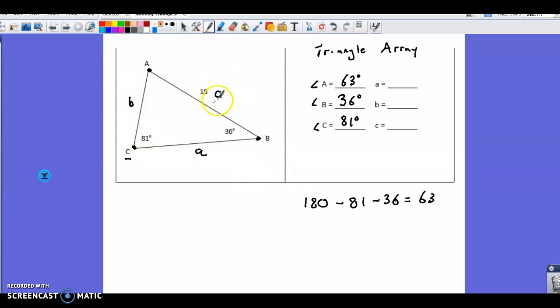So the one side we know is C, and we just don't know the other two sides. So for right now, we're just going to leave those blank. I just want you to get in the habit of setting up this triangle array.